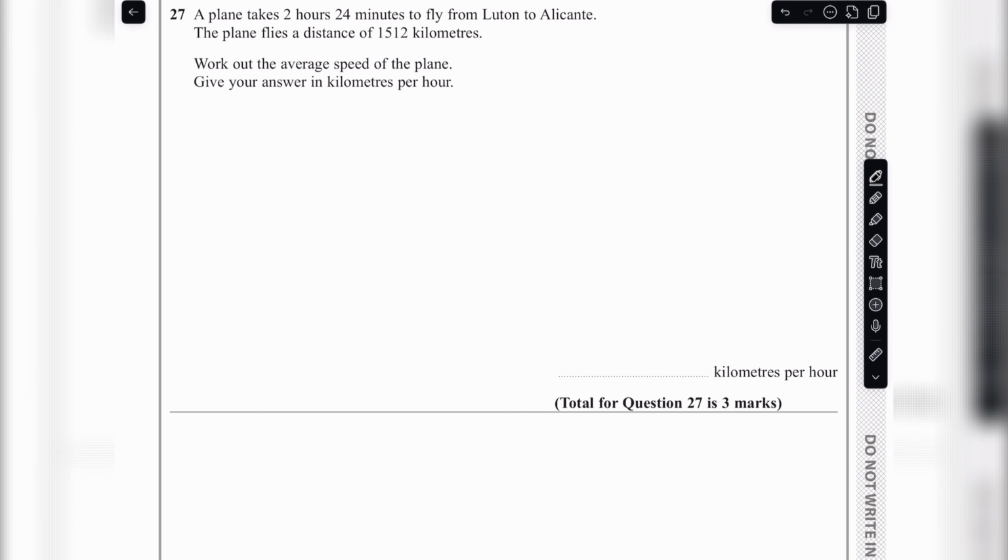So the first thing we need to do is convert the minutes into hours. So 60 minutes equals 1 hour. So 24 minutes in hours can be obtained by dividing 24 by 60.